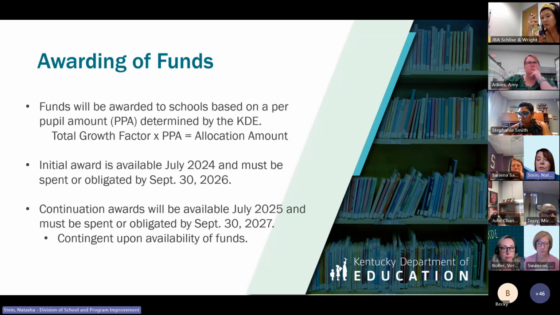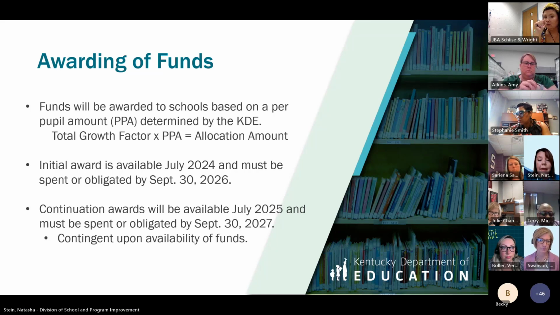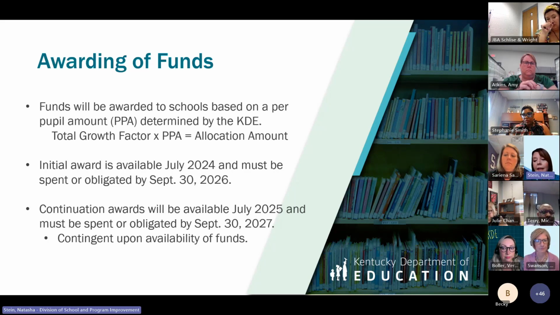And so Ruth shared this. The initial award is going to be available to you this July 2024, and you have to have those funds spent or obligated by September 30th of 2026. So we're going to give you an initial award, and we're going to give you a continuation award. Continuation awards will come to you in July of 2025, and you will have until September 30th of 2027 to spend or obligate those funds. So you will spend or obligate the continuation award by September 30th of 2027.